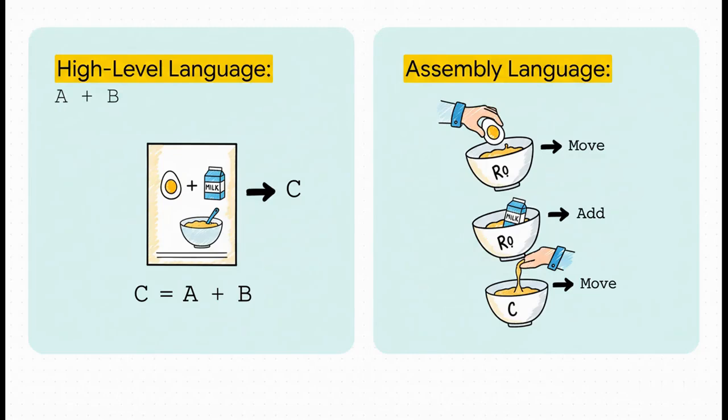And this is where it gets really interesting. Look at the difference. In a high-level language, we write something so simple. C equals A plus B, one line. But for our CPU chef, that one thought is actually a 3-step recipe.